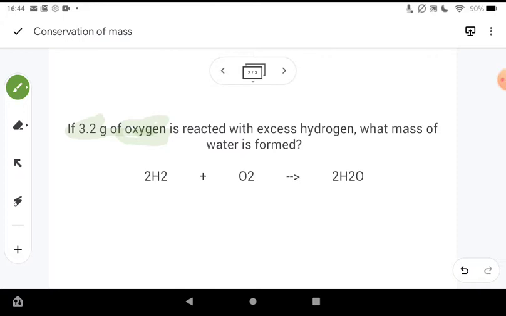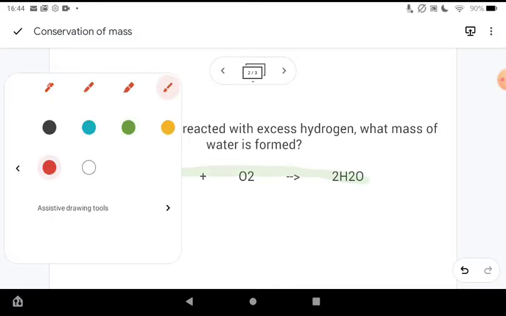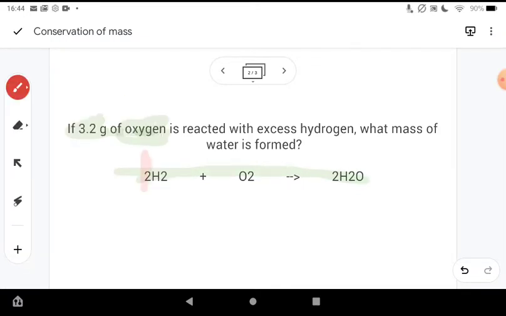We've then got our equation, right? Now, something else that's important here in the equation is the number that comes before each molecule, because that's the number of moles that react with each other. So for every mole of oxygen, I need 2 moles of hydrogen. And for every mole of oxygen, I will get 2 moles of water.